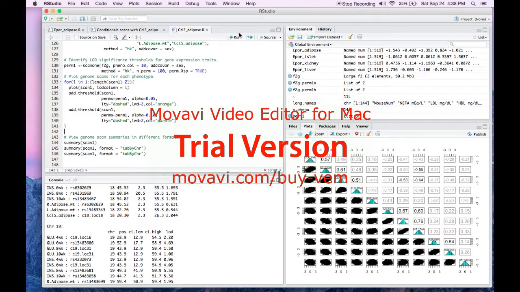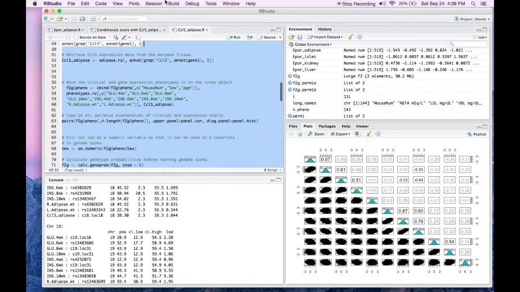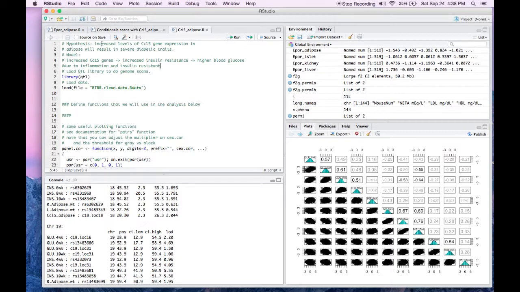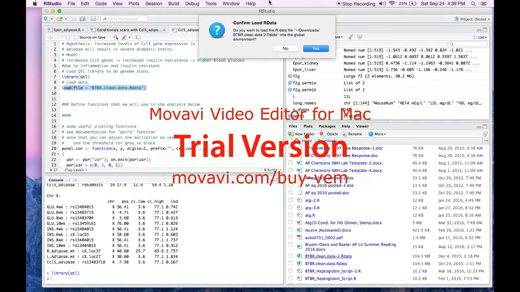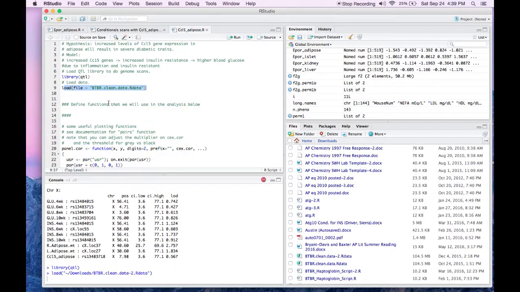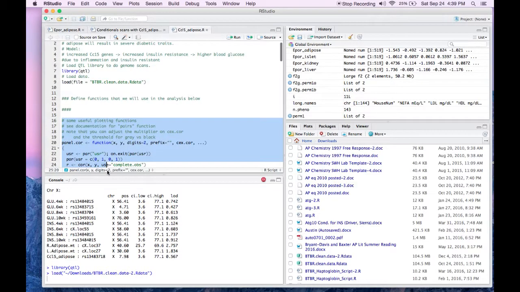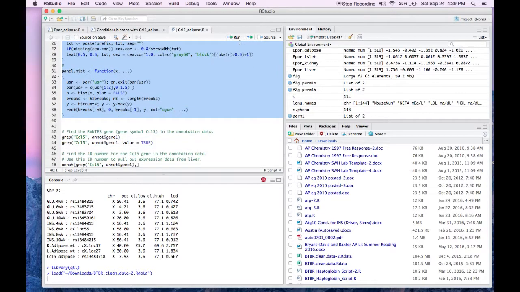Alright, so step 1 of a QTL analysis is to run genome scans. To do that, I have my script here, and I load the QTL library. QTL is a package, so you're just loading the things that are in that package. Then I load my B2BR data. I already did this, but it's just in my downloads, and I press load. And then I define some functions that I'll need later.